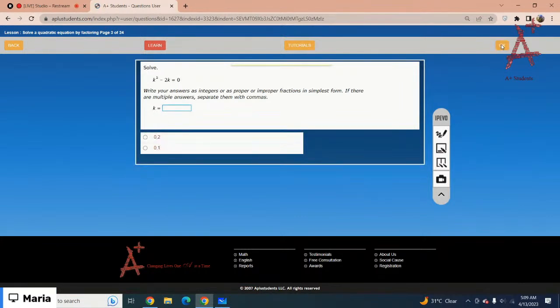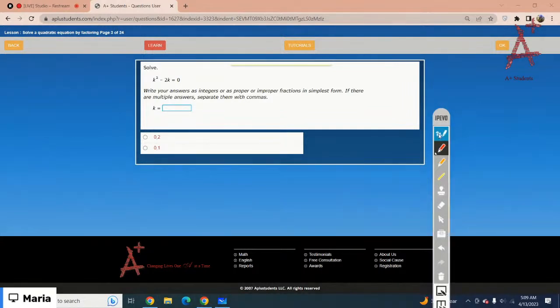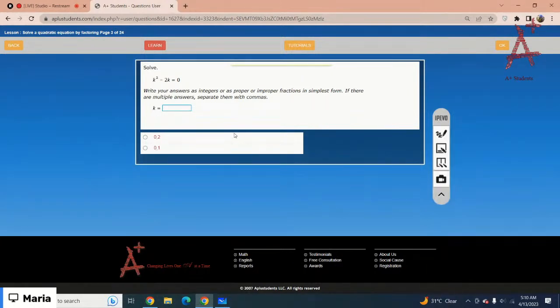K square minus 2k equals 0. So you can take common k. You are left with k minus 2 equals 0. So either k equals 0, or k minus 2 equals 0. So it would be k equals 0 and k equals 2. Got it? So the correct option is 0 and 2. Got it? Option number 1 is the correct option.